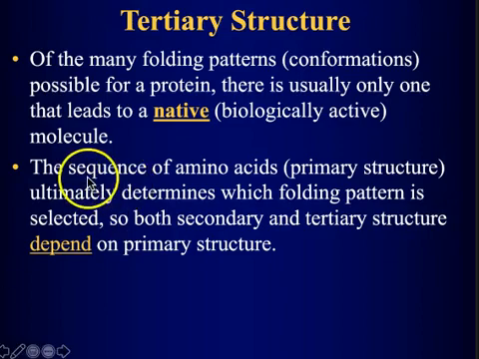So it's very critical that we get that correct sequence of amino acids, and then that's ultimately going to determine that folding pattern, and both secondary and tertiary structures are going to depend on that primary structure. So it's very critical we get that correct primary structure, so we can get the correct secondary structure, so we can get the correct tertiary structure, so that it actually works in our body.